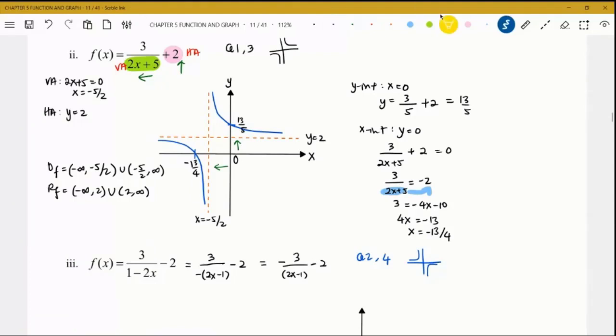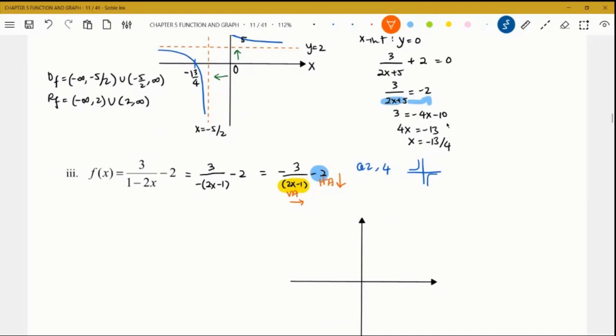Okay, so the bottom part for the VA di luar ni adalah HA. So this one is your VA, this one is your HA. So 2x minus 1 will shift to the right, minus 2 will shift down. Okay, so kita akan cari dulu vertical asymptote. Vertical asymptote di mana 2x minus 1 equal to 0, x should be 1 over 2. And then horizontal asymptote adalah y equal to negative 2.